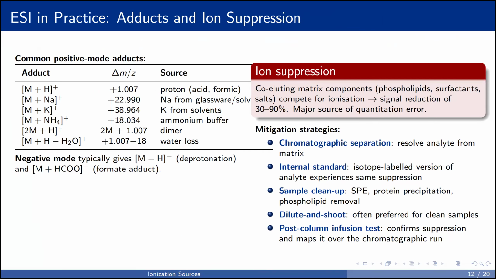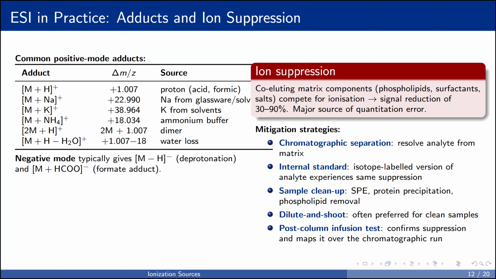ESI in practice. Let me close the ESI section with two practical issues you'll meet most often when running electrospray. First, adducts. In positive mode, the common ion form is protonated, M plus H, because electrospray is run in a slightly acidic solvent with formic acid. But you'll also see sodium adducts, potassium adducts, ammonium adducts if you're using an ammonium buffer, and sometimes dimers where two analyte molecules cluster with one proton.